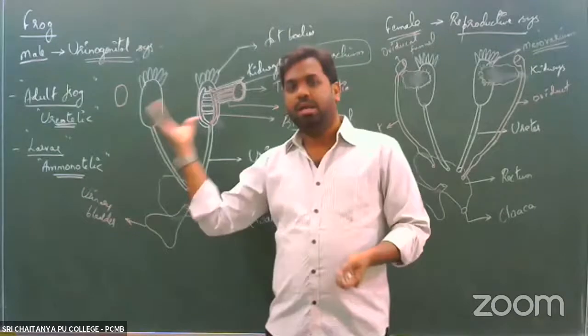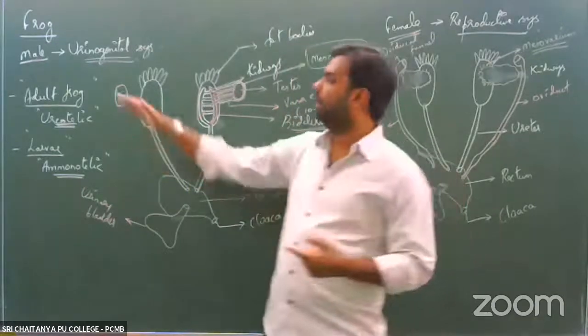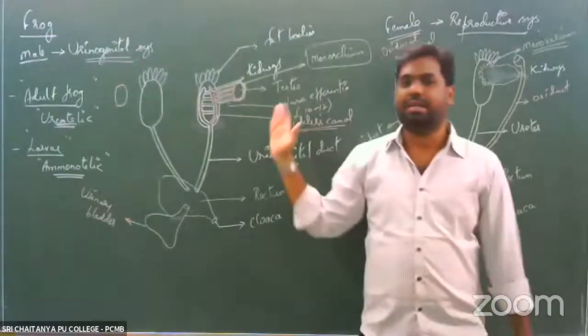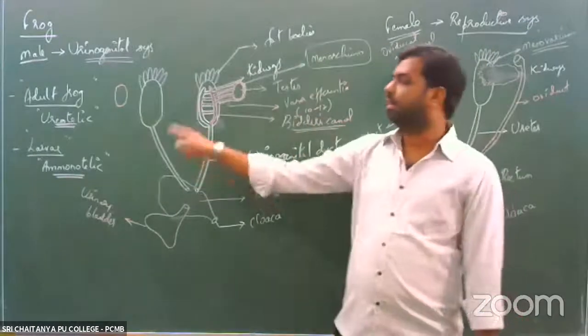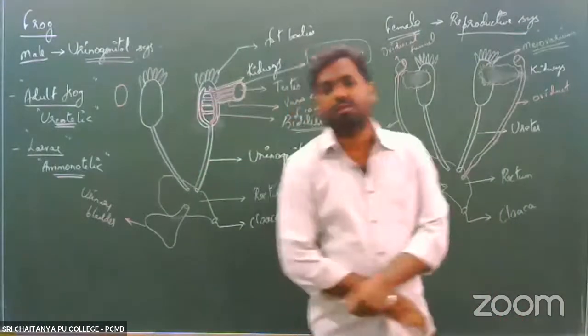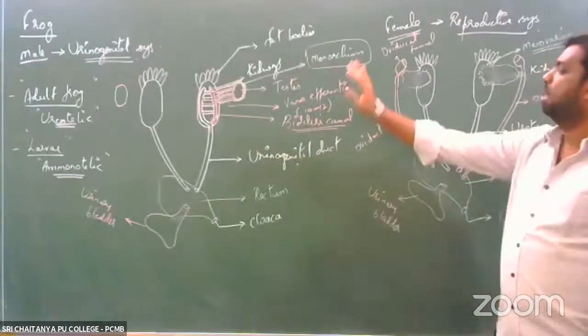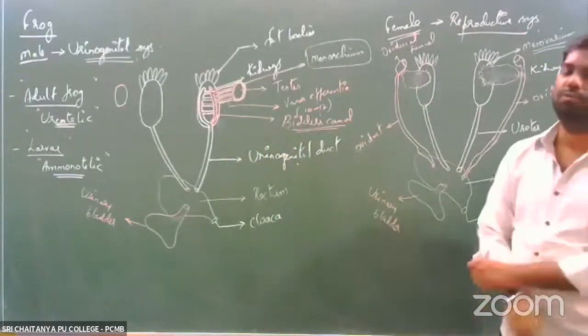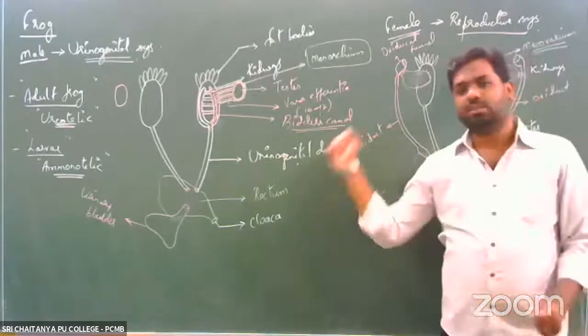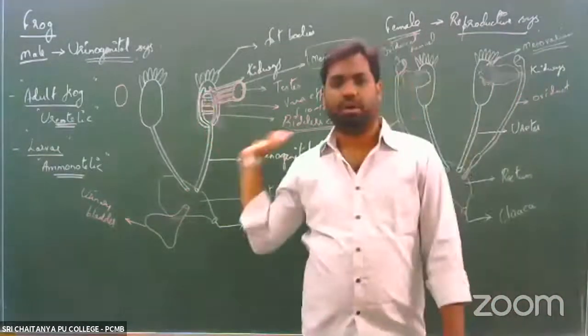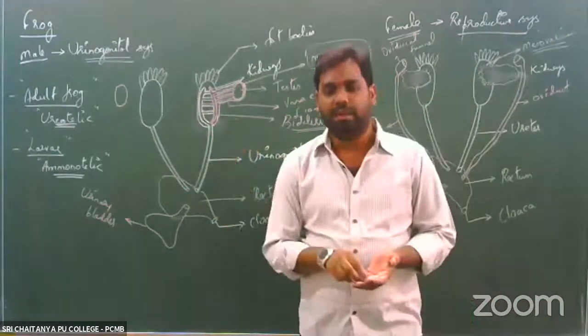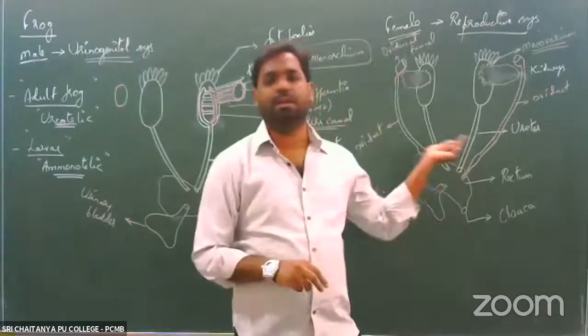As a result, their excretory product is converted into urea before it is excreted. Right? So the larvae are ammonotelic, while the adult frogs are ureotelic organisms. So this is what we have with the reproductive system of the male and female frog, as well as the excretory system in these organisms. With this, we have completely finished the topic of anatomy in the frog.